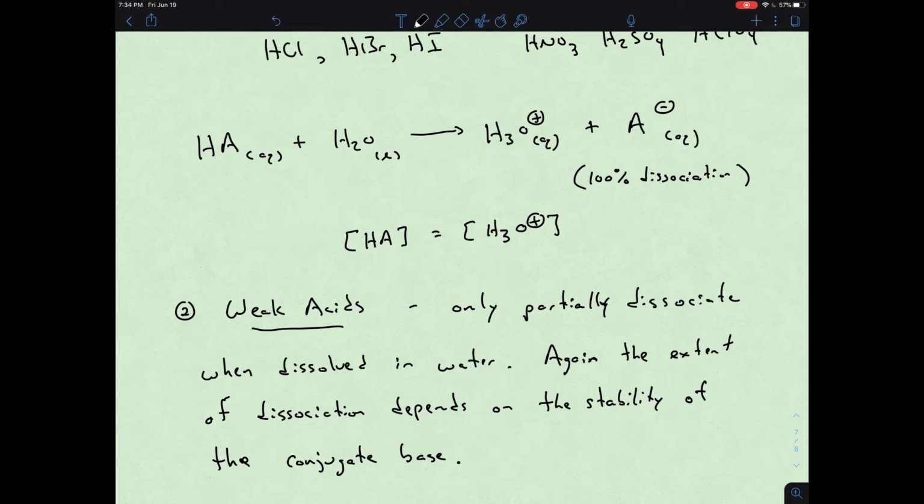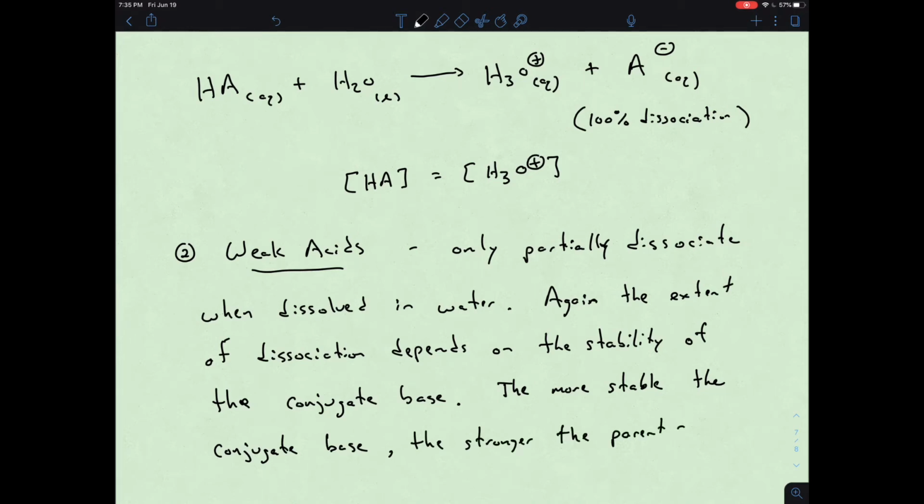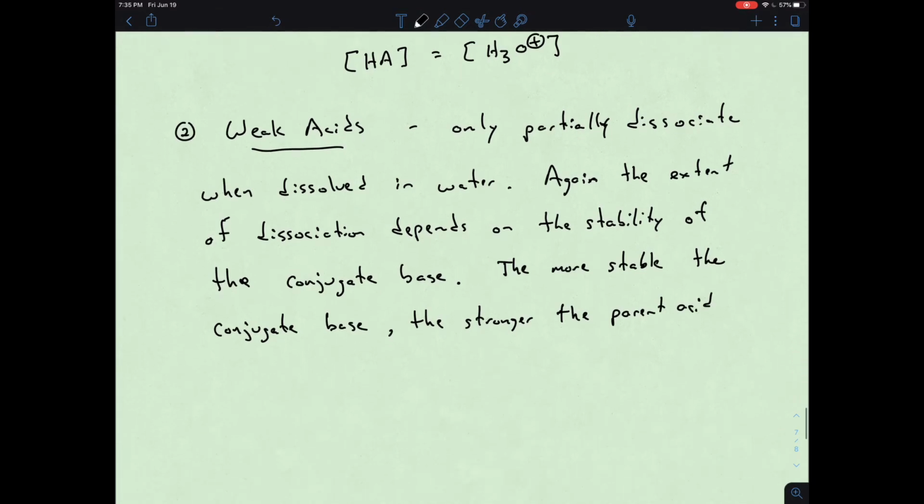In terms of strong acids, we have a conjugate, but it's really not a conjugate base because we only have a one-way direction with our reaction arrow. With weak acids, we have now an equilibrium process. So the more stable the conjugate base, the stronger the parent acid. And with weak acids, we tend to see a lot of organic acids.